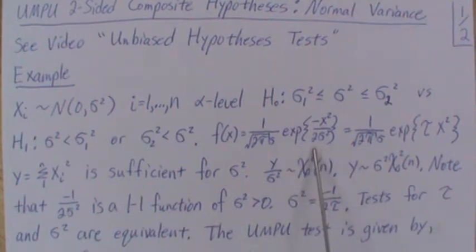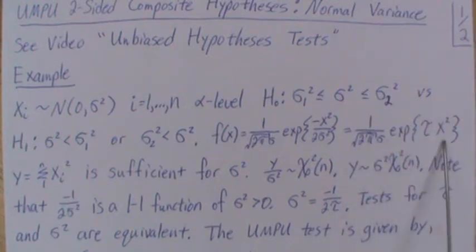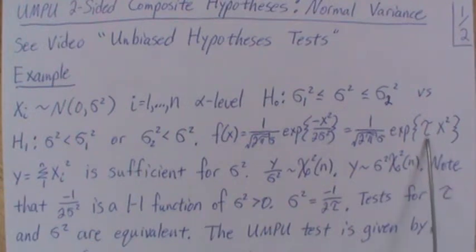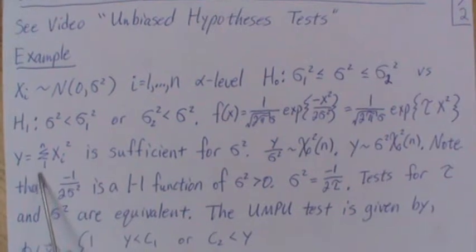Now, the density for a normal distribution looks like this, and then it can be transformed to look like an exponential form. So this is out front. So this is a function of the unknown parameter. And then this is a function of our data and the unknown parameter, which is sigma squared. Then our test statistic, according to the theorem, is the sum of the xi squareds.